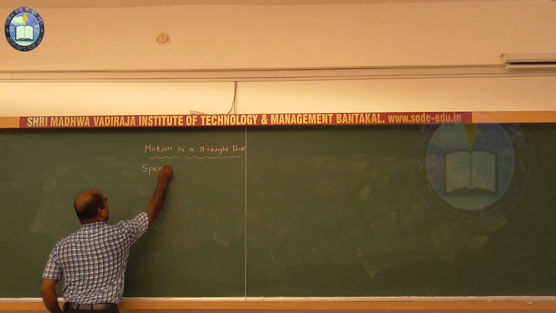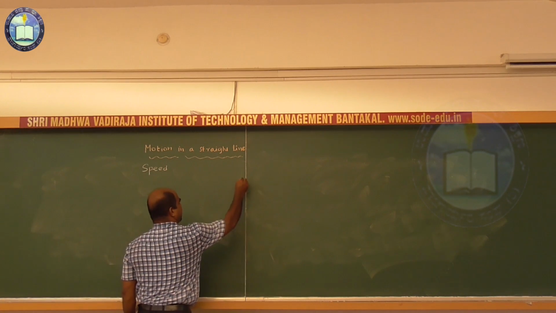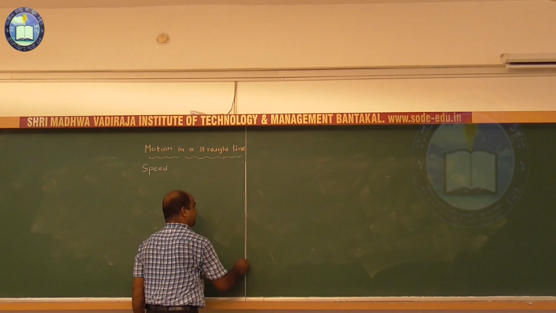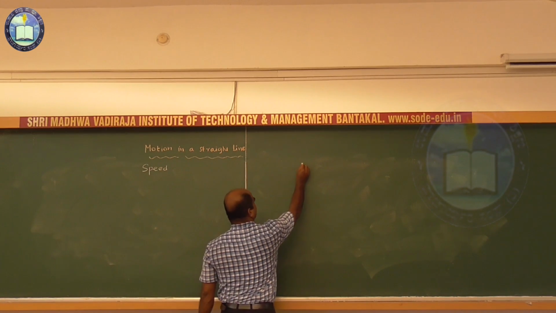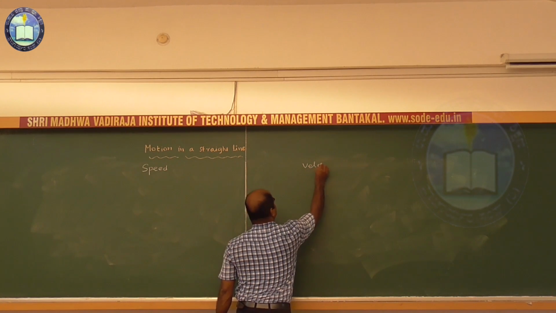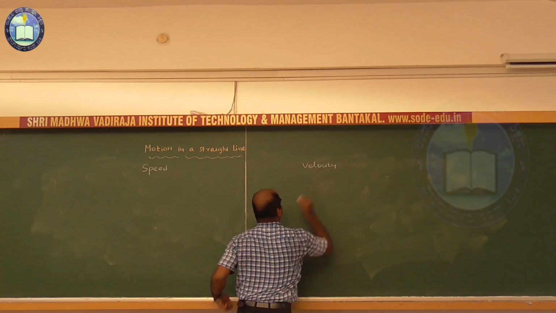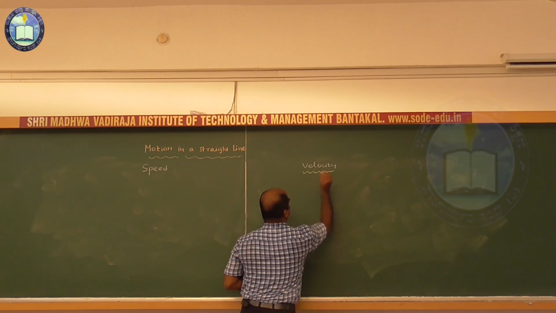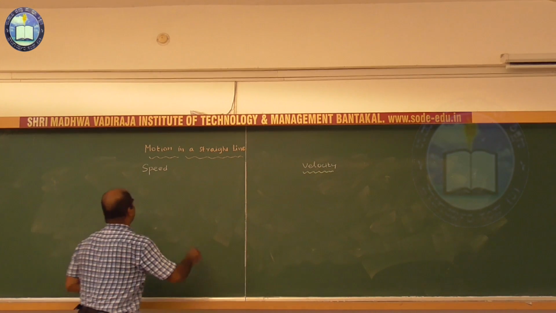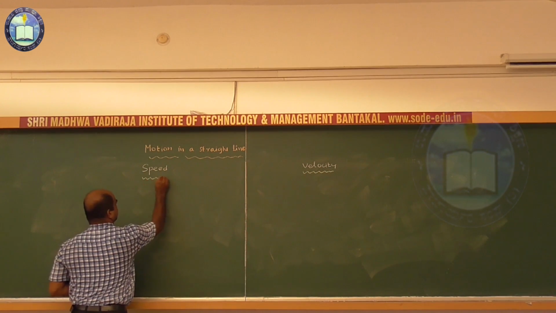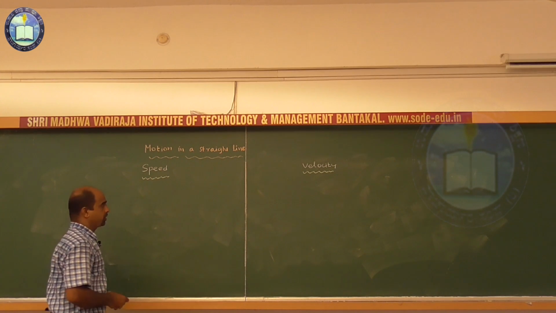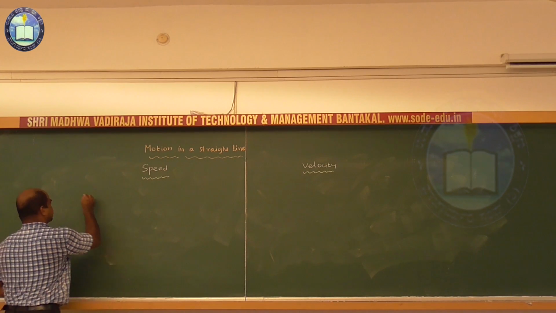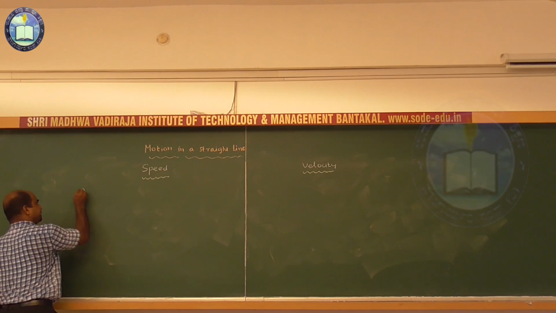One column is speed. I will write velocity at this side. First difference. Write the definition, students.